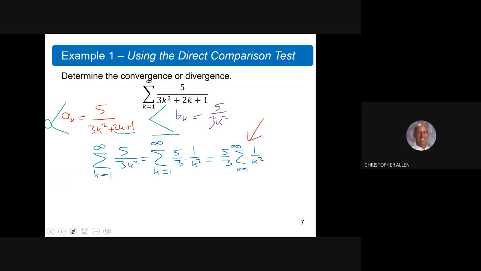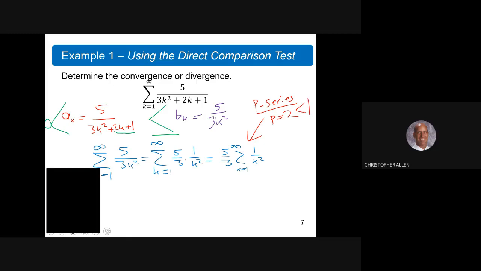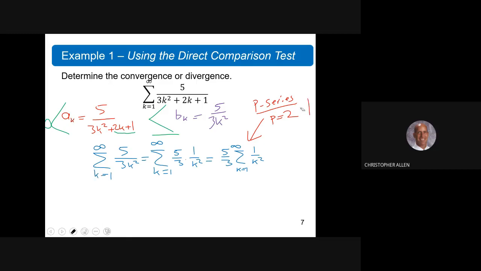P series? It is a P series, James. That's exactly what it is. This is a P series. And in this case, P is equal to 2, which, by the way, is not less than 1. That would be interesting. We want P greater than 1. And since P is greater than 1, we know that it converges.